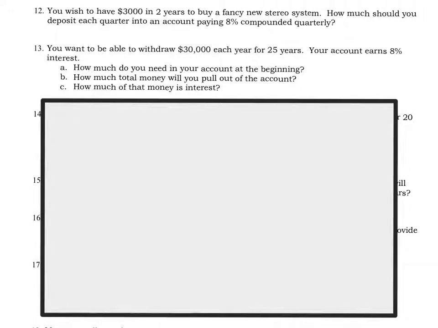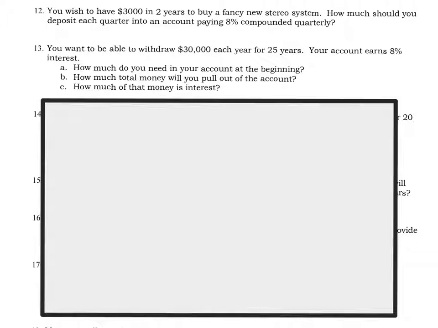Finance practice exercise number 13. You want to be able to withdraw $30,000 each year for 25 years. Your account earns 8% interest. How much do you need in your account at the beginning?